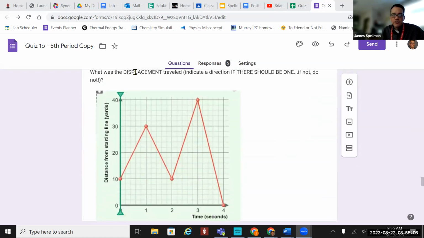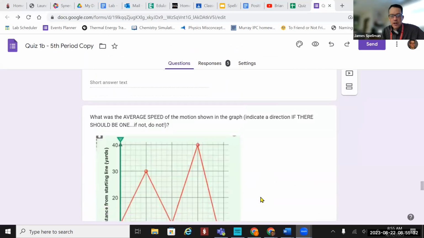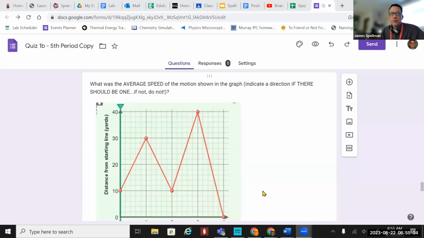The next question is asking about displacement. Again, displacement is snapshot at the beginning, snapshot at the end. How much did I change? At the beginning, we're at 10 yards from the starting line. At the end, we're at the starting line. So our displacement, if we want to be technical, is negative 10 yards or 10 yards to the left. Again, the zigzag part, none of that matters. It's just where did I start and where did I end? That's what displacement is.